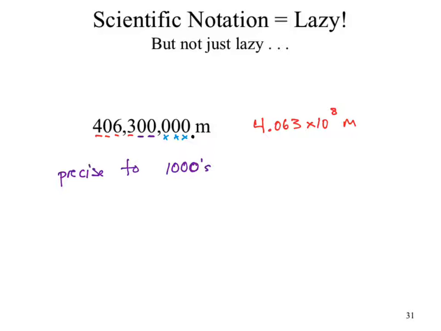but so do the blue ones. But the blue ones aren't significant, so I can't just put in a decimal point. So how can I report this number so that people know I measured to the thousands? That's where scientific notation comes in.